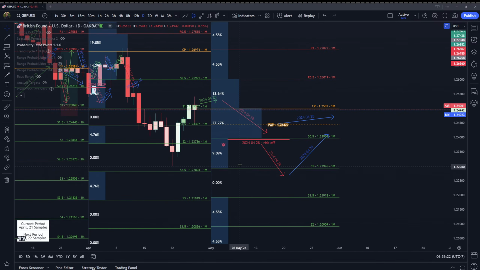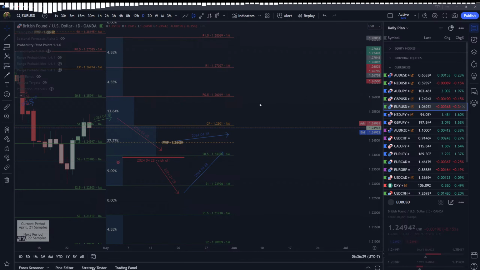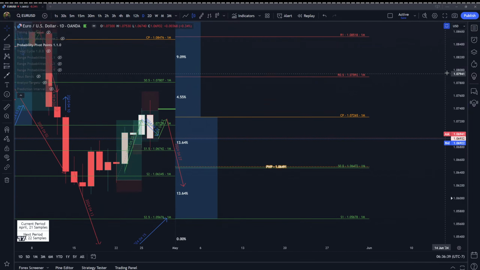Okay, let's go on to the next one. Euro dollar. Taking a while to load their trading view, huh? Sometimes it takes a while.